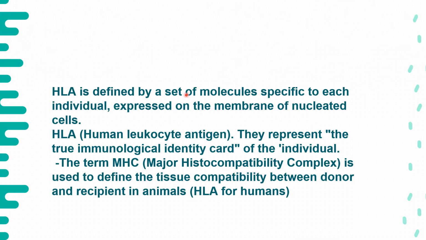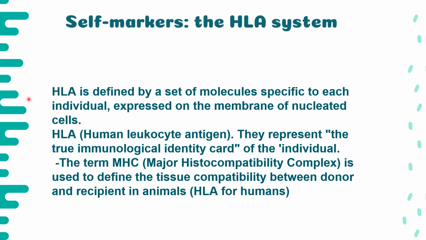As we explained in the previous slides, the immune system has the ability to recognize self and non-self. What helps this system to identify what is self and what is non-self? Here we have something called self markers or the HLA system. The HLA system is defined by a set of molecules specific to each individual, expressed on the membrane of nucleated cells.